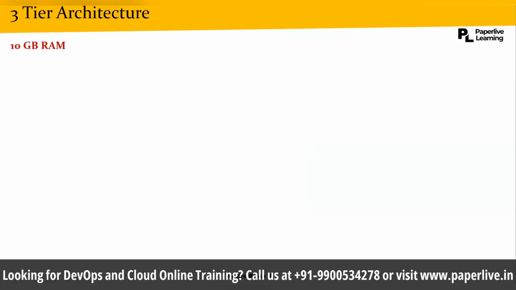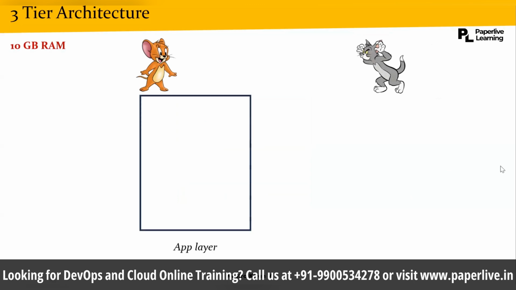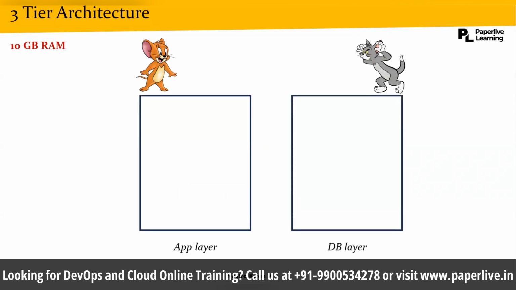It depends. Now, let's say you have 10 GB RAM, and your intention is to divide the Tom and Jerry. Let's say for Jerry, you have created a separate room that's called app layer. For Tom, you have created a separate room that's called a database layer. Sir, a layer is nothing but a server. Nothing much here. Layer means a server only.